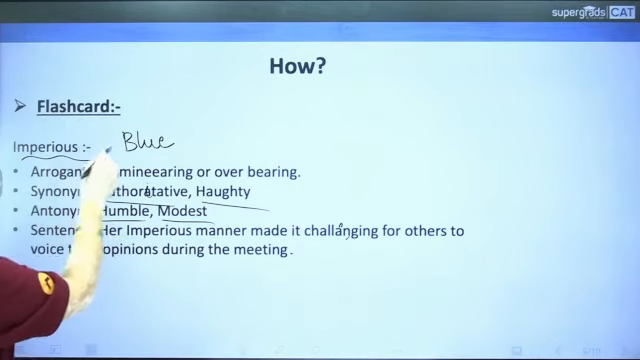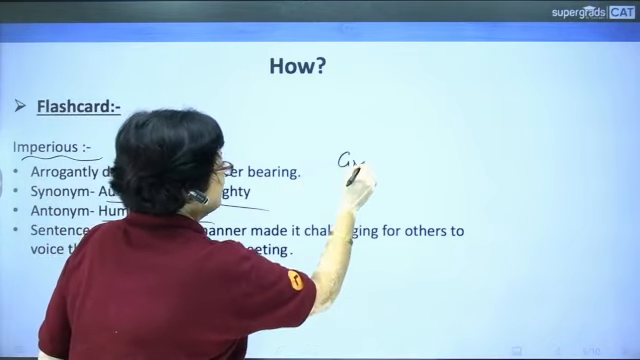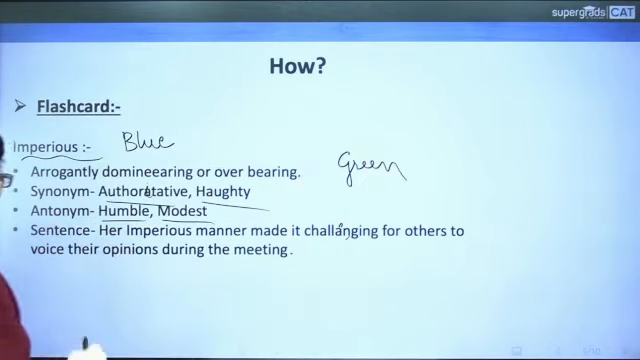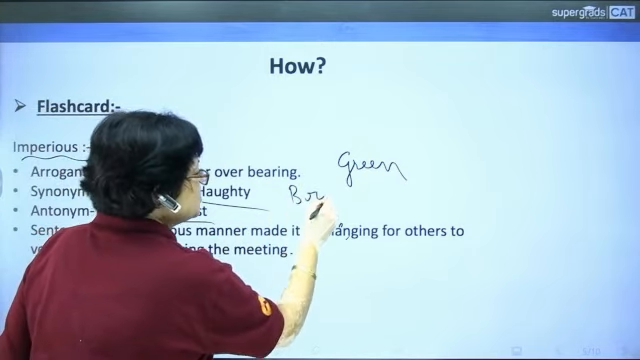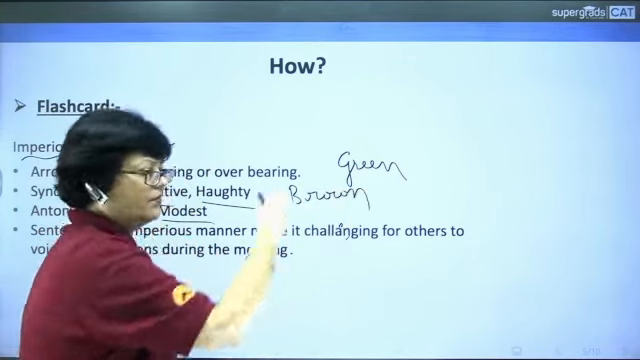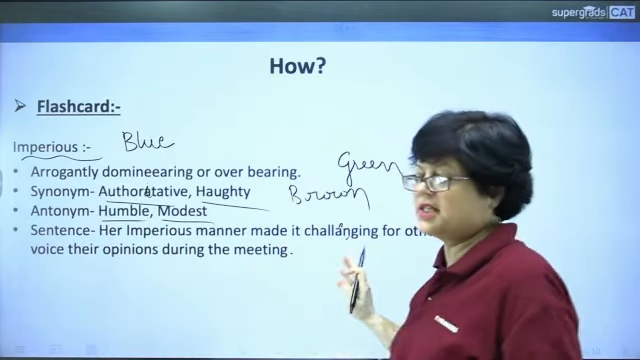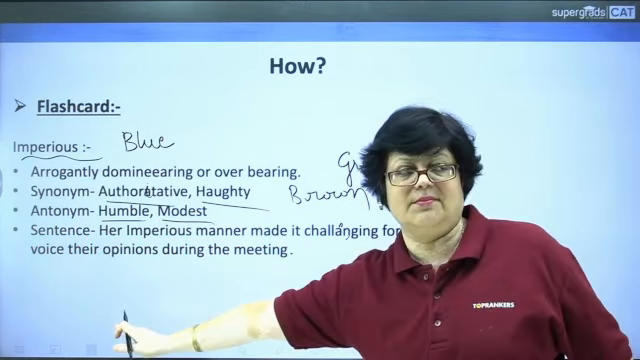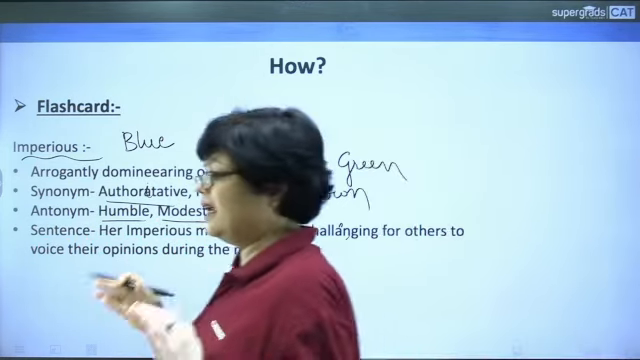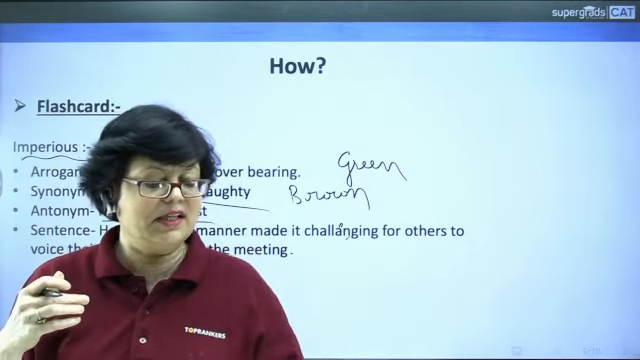So you use the color blue. Then for the meaning, for example, you can use the color green. For synonym, you can use another color, for example, brown. So on and so forth. You can use the colors of your choice and keep it uniform. What I mean to say is, for whatever words you prepare for flashcards, you use the same color scheme. So that will give an understanding to the eyes, to the brain, at once when you spot it.